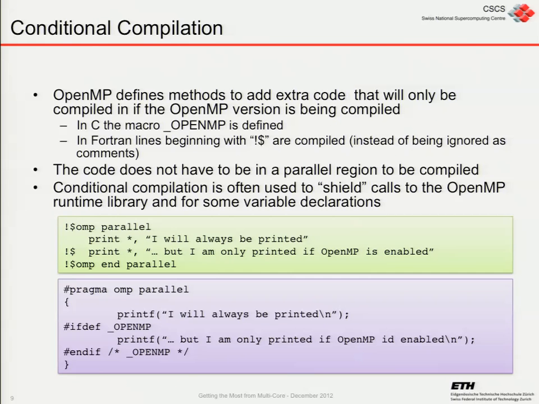I should say, it doesn't have to actually be in a parallel region to be compiled. The compiler is not doing a semantic check as to where you are when you're looking at #ifdef _OPENMP or !$. And that means, for example, you can declare variables at the beginning of a subroutine or whatever that you only are going to use if you're in an OpenMP region.